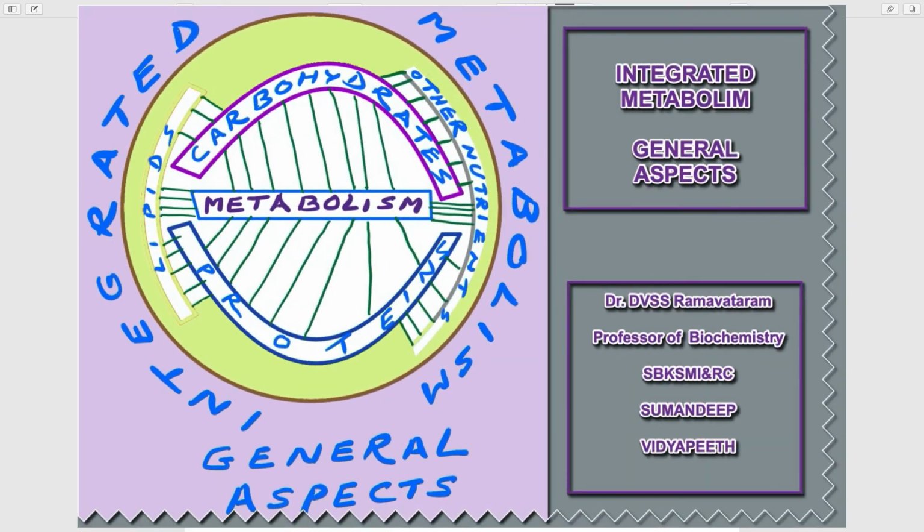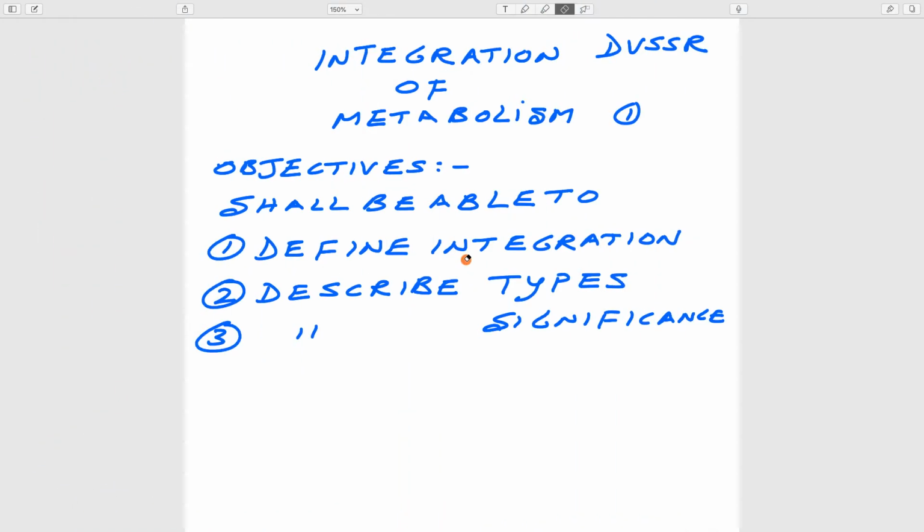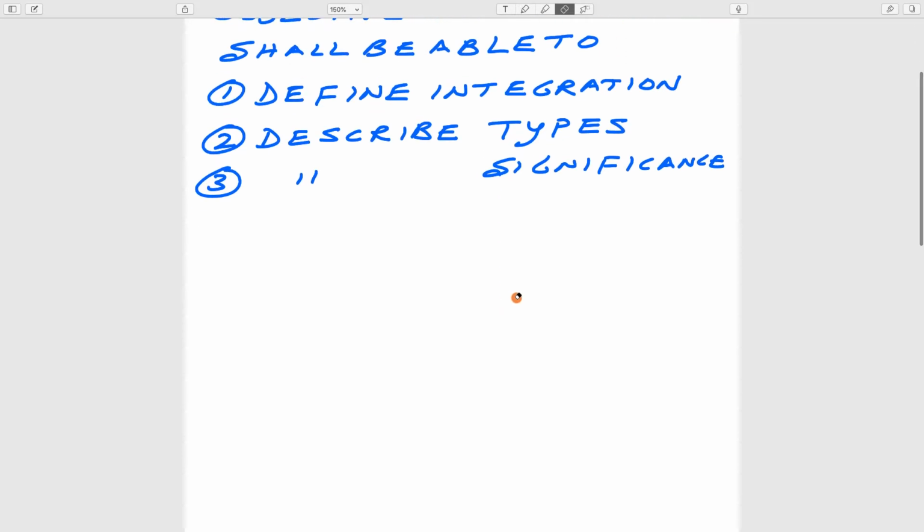In a series of lectures, I'll be talking about the integration of metabolism, various aspects. In this session, I'll be describing general aspects of the integration of metabolism. The objectives of this session are, at the end of the session, the learner shall be able to define integration, describe types of integration, and describe significance of integration of metabolism.